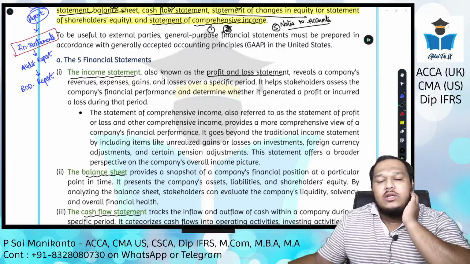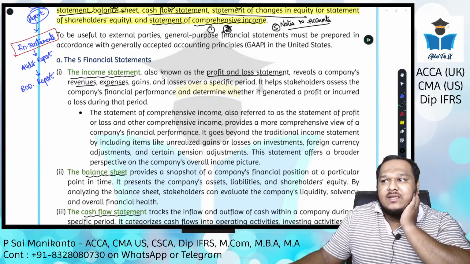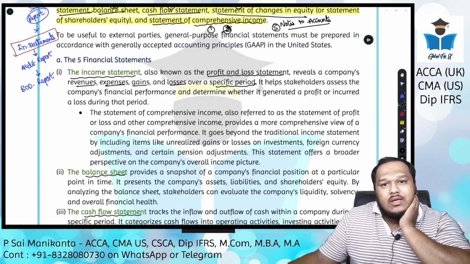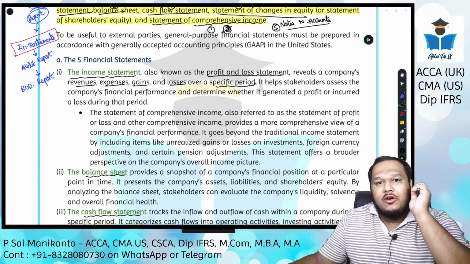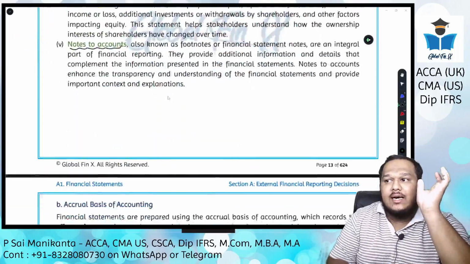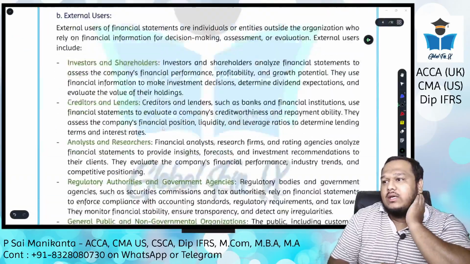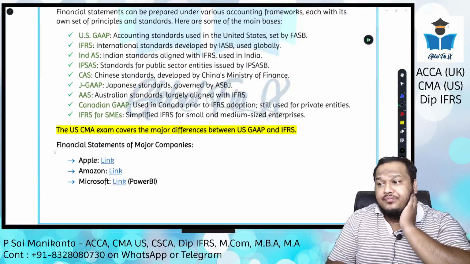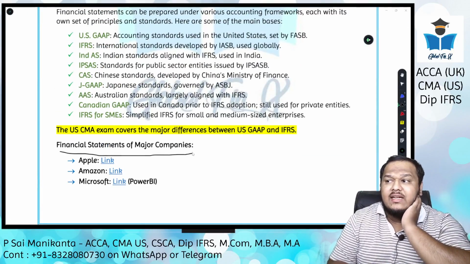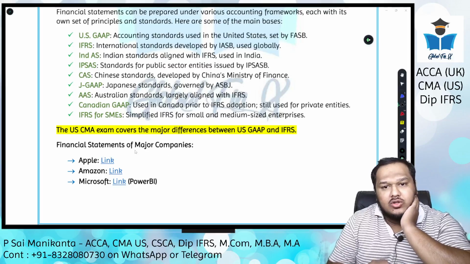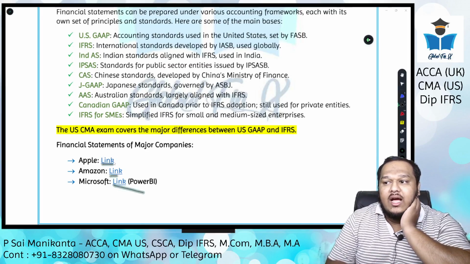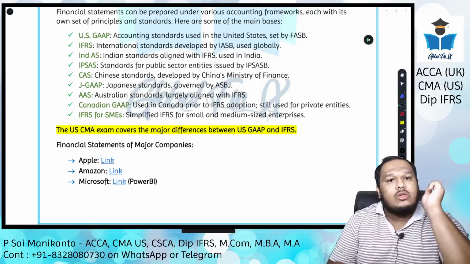What does it show? It shows the revenues, expenses, gains, and losses of a specific period of time. Sir, why is it called a specific period of time? So for that to understand properly, I'll just open this. I actually gave you the links to the financial statements of major companies across the globe. So you have the links to Apple, Amazon, Microsoft. I have given you the links to the major ones.